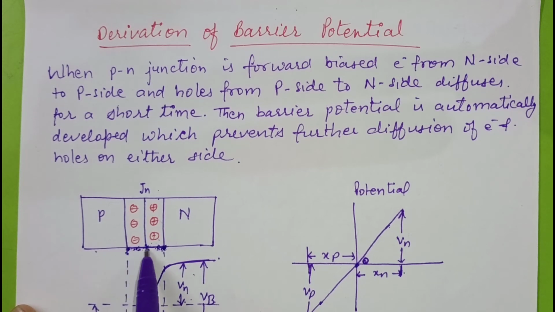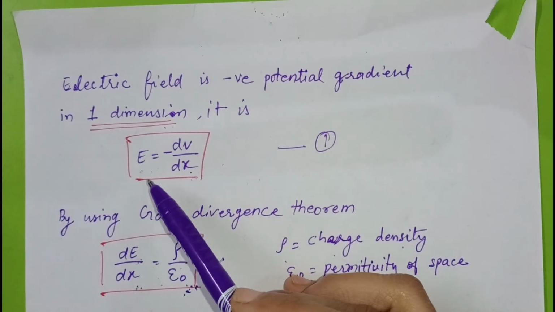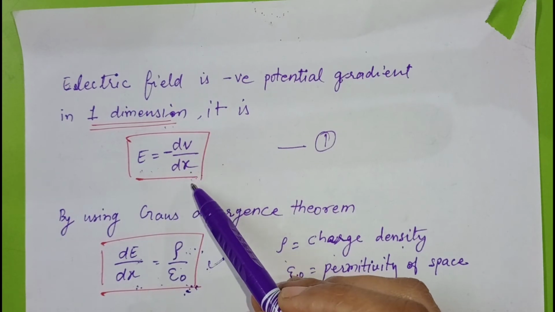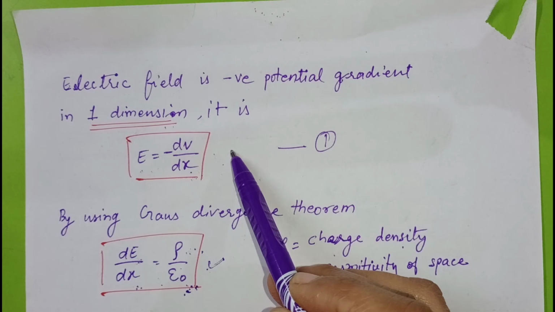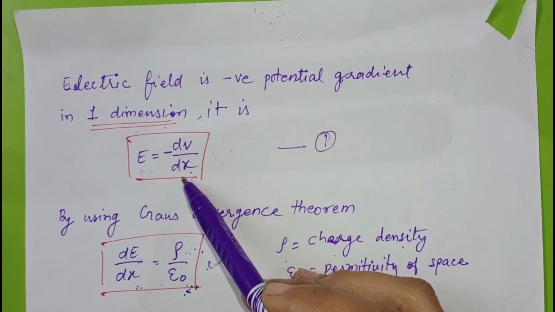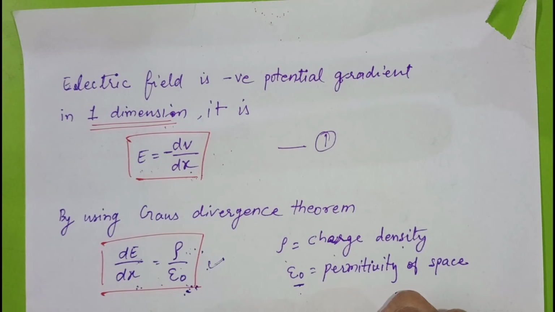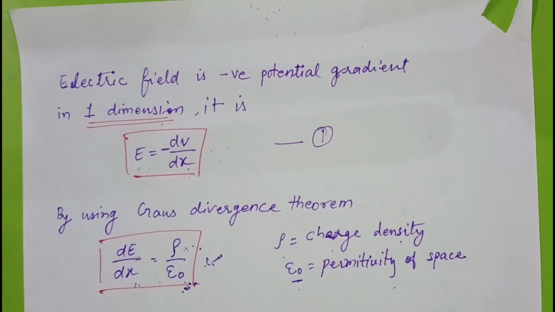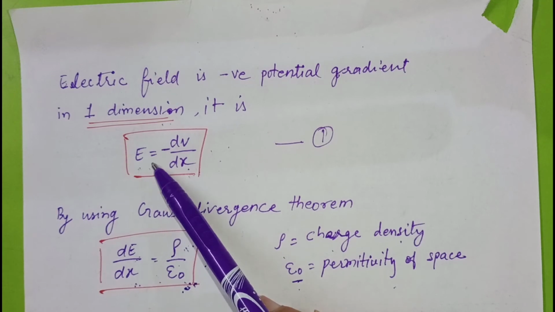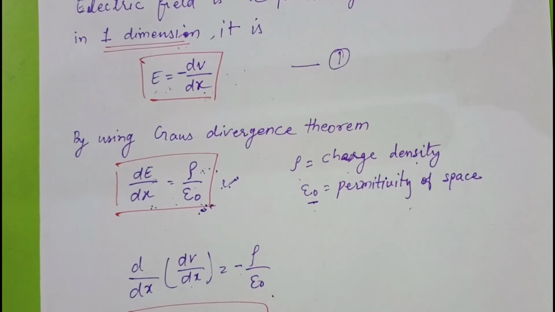Now, how is this electric field related to the distribution of these charges in this space charge region? This electric field is equal to the negative of the potential gradient, and this is given by the equation E equals negative dV upon dx. By using the Gauss divergence theorem, the distribution of this electric field is related to the charges by this equation. This is the charge density and this is the permittivity of the space. Now by putting the value of E in this equation, we will get this equation.